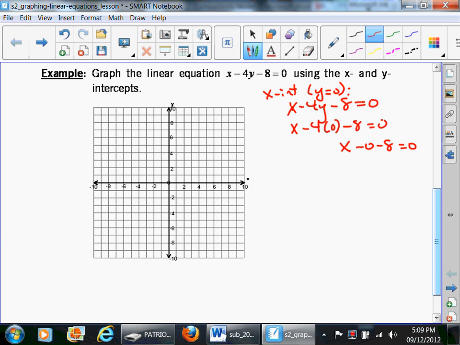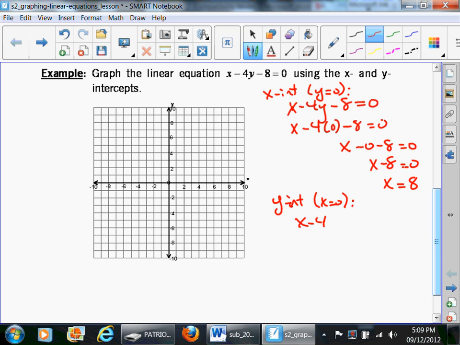Now, we get x minus 8 equals 0, x equals 8. Okay? So the x-intercept is 8. So we can do the same thing to find the y-intercept. Now the y-intercept, we're looking for the opposite intercept. So instead of y being 0, x is equal to 0.